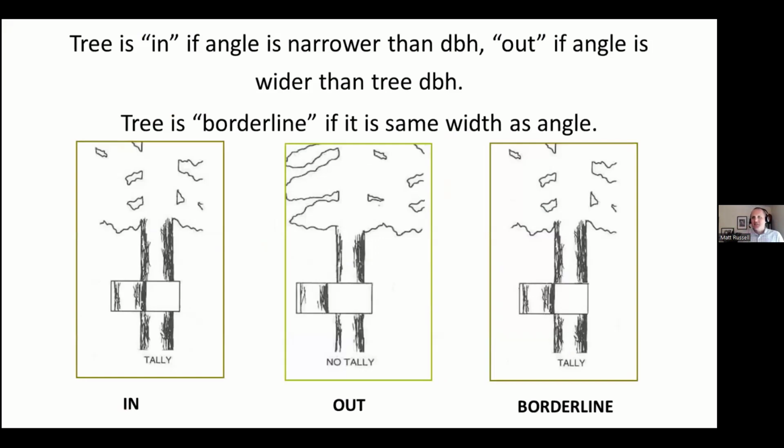This is just an idea of sampling. Many of you maybe have done this in the field or have seen this approach. The tree is in if the refracted angle, the offset portion of the tree, is still touching the main central bole of the tree. In this case, you would tally this tree. But if the offset piece of the bole is outside of the main stem of the tree, you do not tally this tree. And then you have borderline trees, where the width of the tree is the same, it's just touching there.